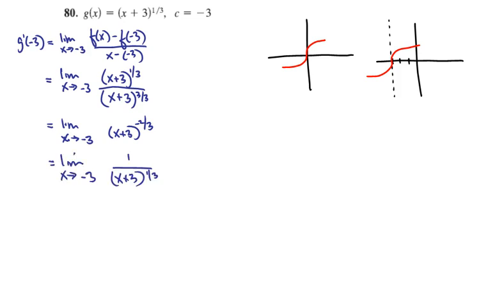When x approaches negative 3, the limit doesn't exist, and that verifies that there's a vertical tangent.